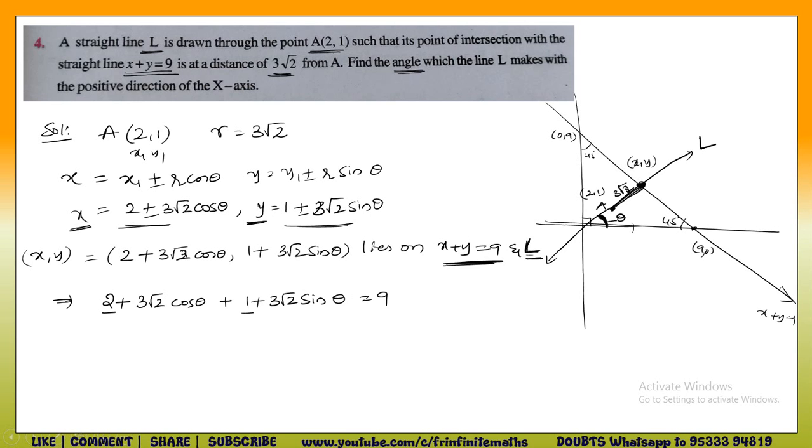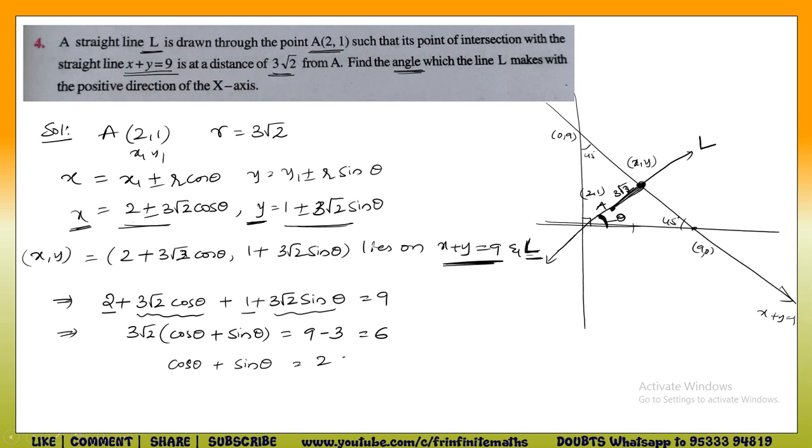Now 2 plus 1 is 3. So when I transpose that 3 and take 3 root 2 as common in these two terms, I can write it as 3 root 2 into cos theta plus sin theta is equal to 9 minus 3. So 9 minus 3 is 6. So from this, cos theta plus sin theta is equal to 6 by 3 root 2.